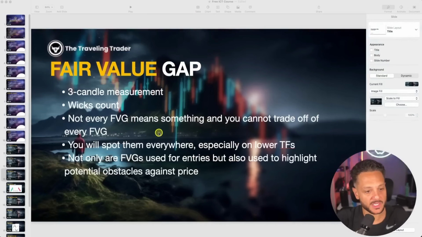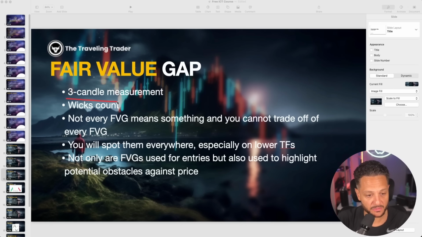And once you learn how to spot them, you're going to spot them all over the place. So I want to really focus on which fair value gaps to pay attention to. And you'll see in this presentation that most fair value gaps are actually useless, and there are only a few that you should be paying attention to. So let's talk about what they are at first.